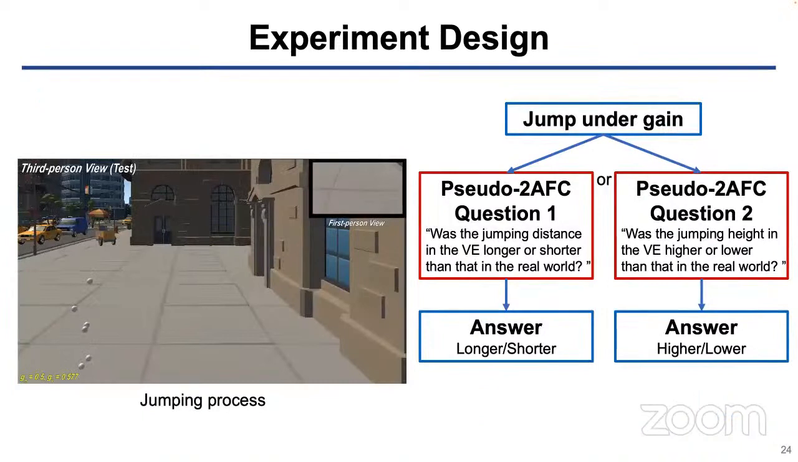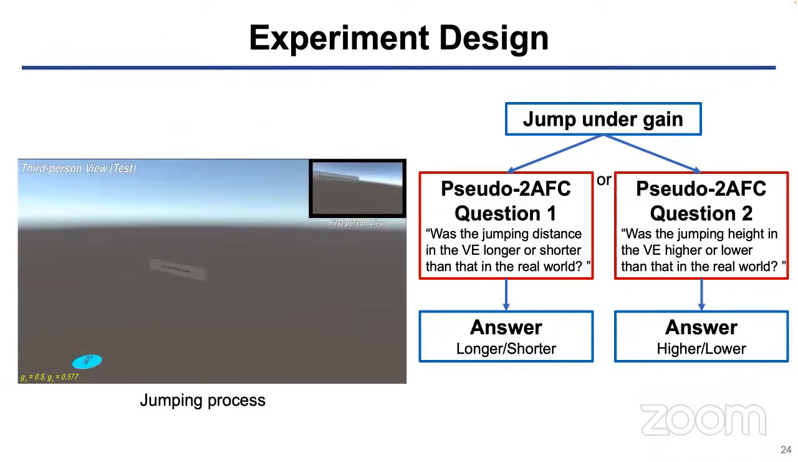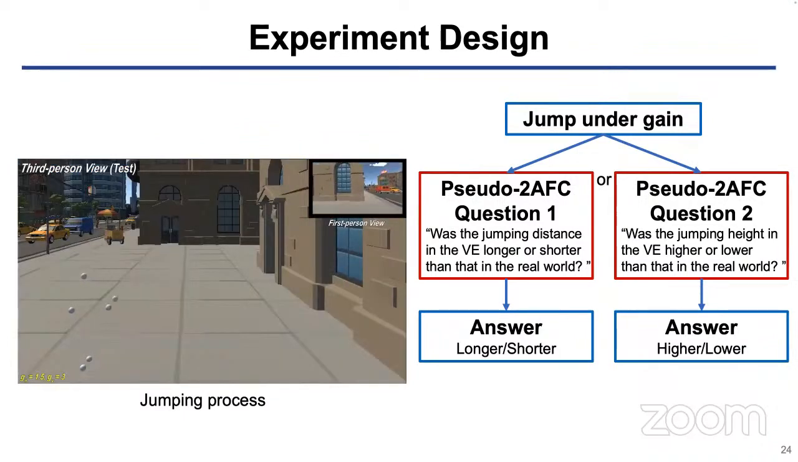So this is an example of how the user performs the jumping process. He is in the virtual scene and jumps, and then answers the question and goes back to the original position to jump again.